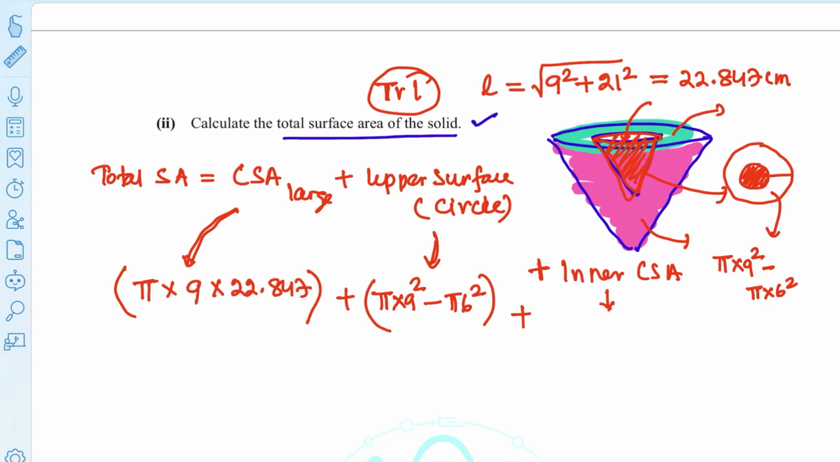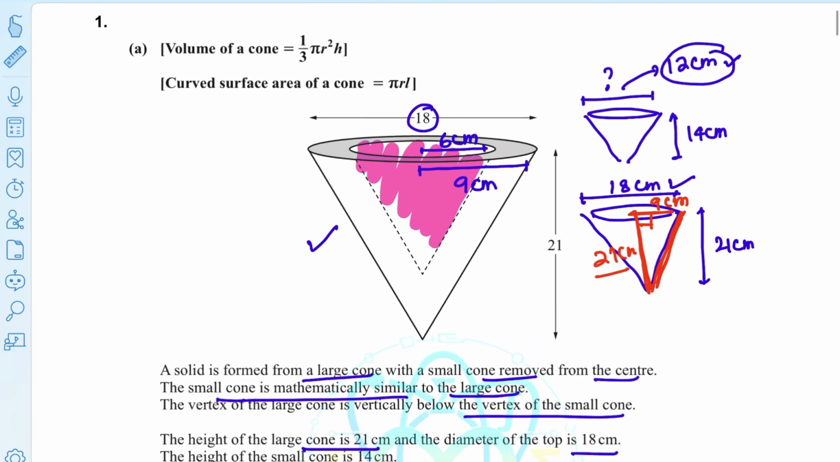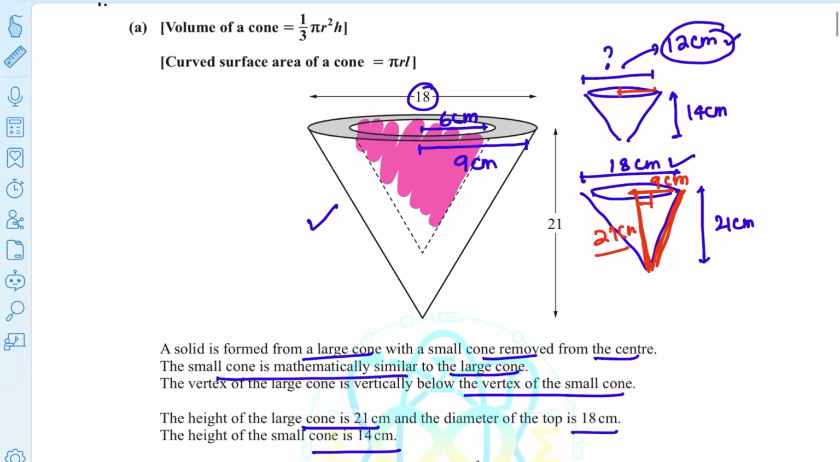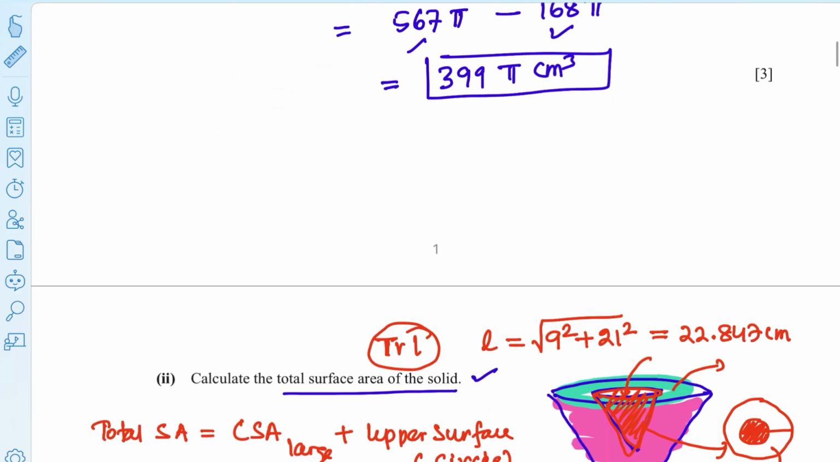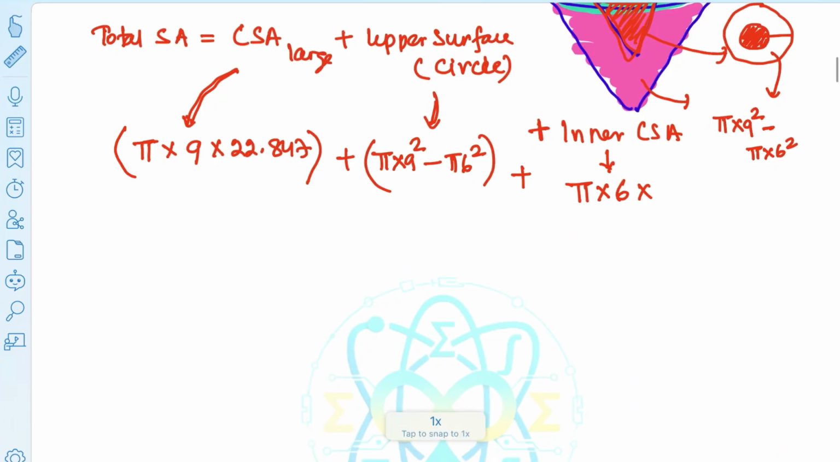Plus the inner curved surface area of the smaller cone, exactly the same thing, pi RL. So pi times radius, which is given 6 for the smaller one, and for L, we need to find the L of the smaller cone as well, right? This one. If we have 6 centimeter, this height is given 14 centimeter. Is it okay? So I'm trying to put the value of L here directly. Instead of L, we can write square root of 6 squared plus 14 squared. This is the L value of this one.